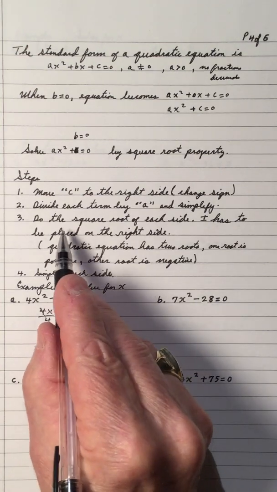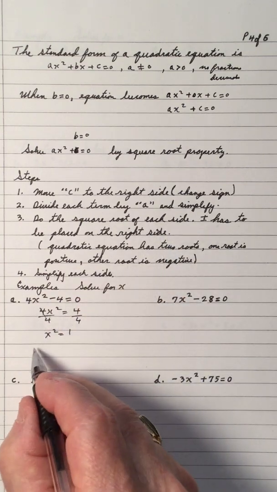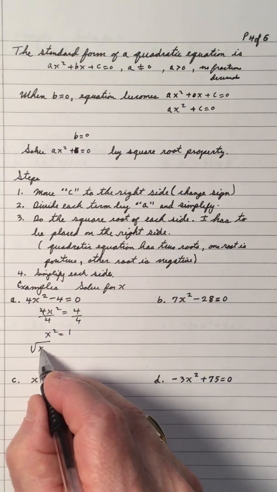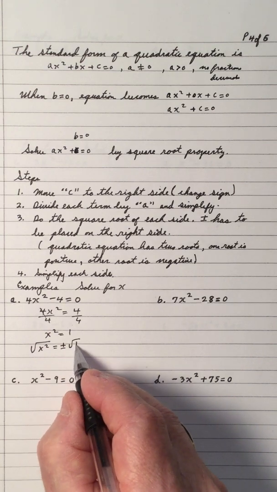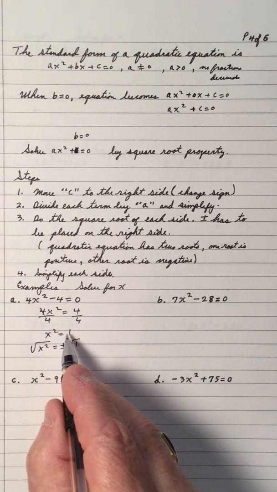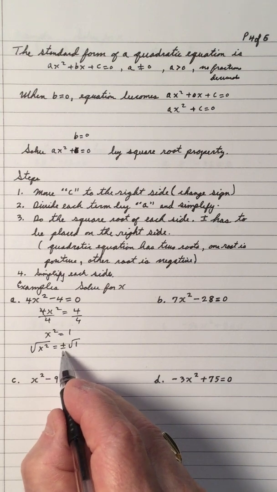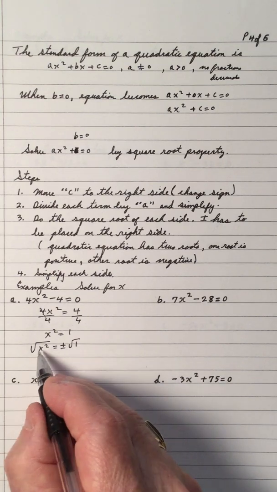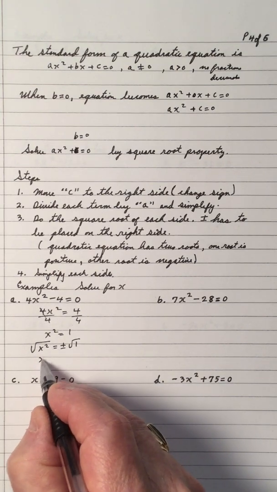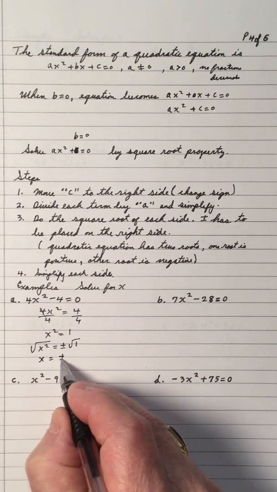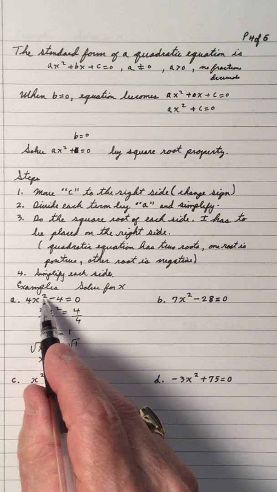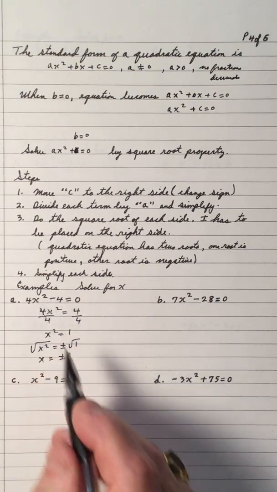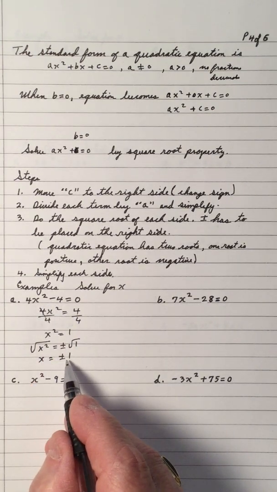Now I'm going to do the square root of each side. The square root of x squared equals plus or minus the square root of 1. So I'm doing the square root of each side, but I have to do the plus minus because there are two answers. So the square root of x squared is x, and plus minus square root of 1 is 1. So there's two answers that fit in here. Because it's a quadratic, x squared, there's two answers of plus minus 1.